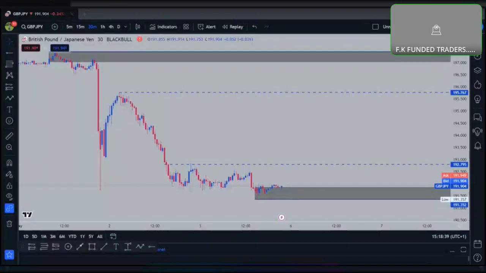Funding Pips could be the best firm I could recommend on board, but the only problem is they're not using MT5. But all the other things are very good and very nice. They're using cTrader, Match Trader, and Trade Locker. cTrader, you can use it like MT5, but it is not.